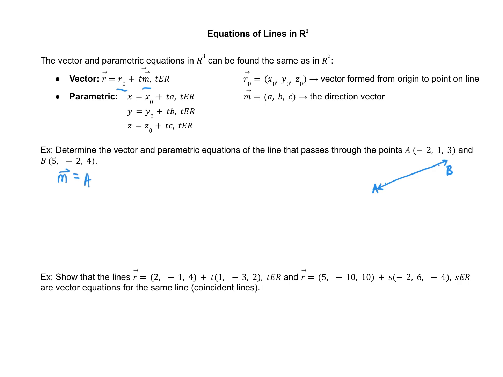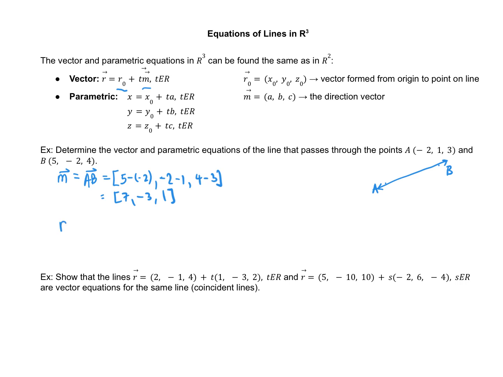And I'm going to do vector AB. So that means I'm going to do the B coordinates minus the A coordinates. So 5 minus negative 2, negative 2 minus 4, 4 minus 3. And I get 7, negative 3, and 1 for my direction vector.